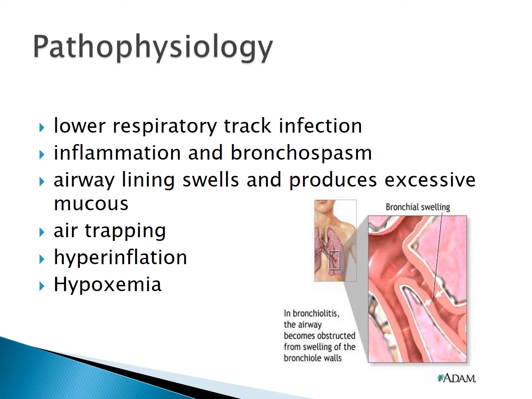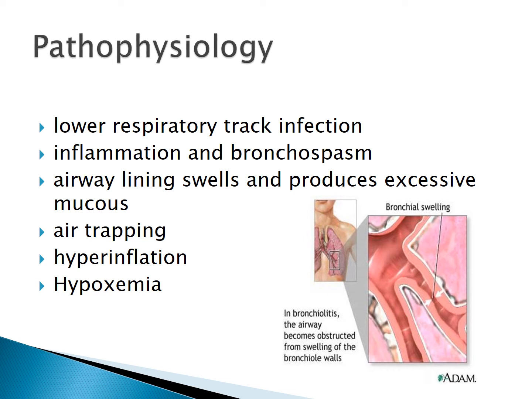Okay, so the pathophysiology: it is a lower respiratory tract infection that results in inflammation of the airways. You can see in the little picture, the airway becomes obstructed from the swelling in the bronchial walls. That leads to bronchospasm. The airway lining also produces excessive mucus, so there can be a lot of nasal discharge and a wet, productive cough.